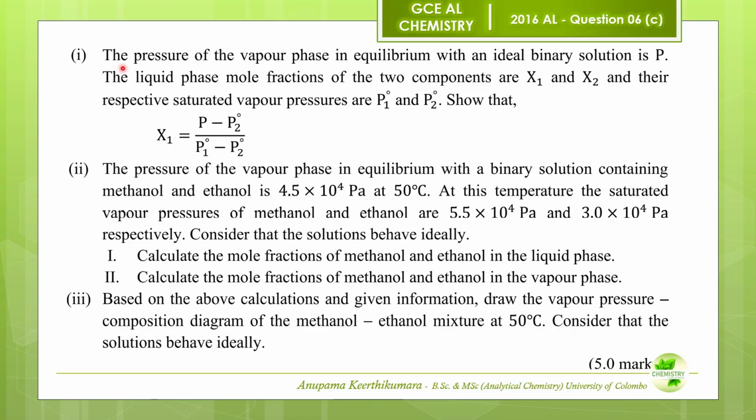Question number 1. The pressure of the vapor phase in equilibrium with an ideal binary solution is P. The liquid phase mole fractions of the two components are x1 and x2, and their respective saturated vapor pressures are P01 and P02. Show that x1 equals (P minus P02) divided by (P01 minus P02).